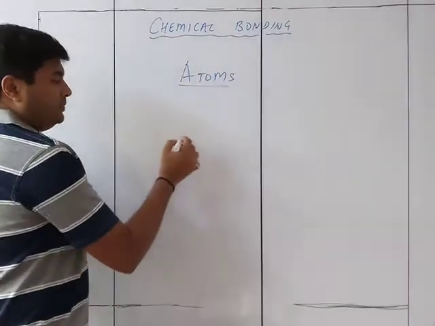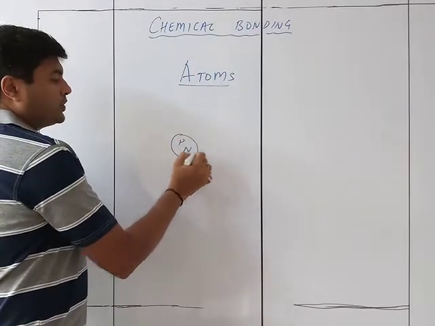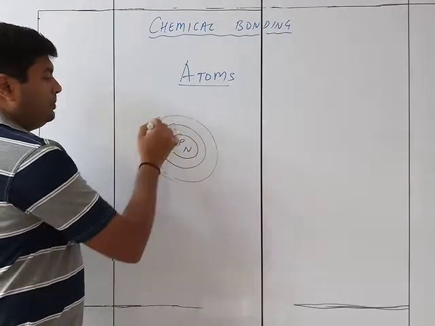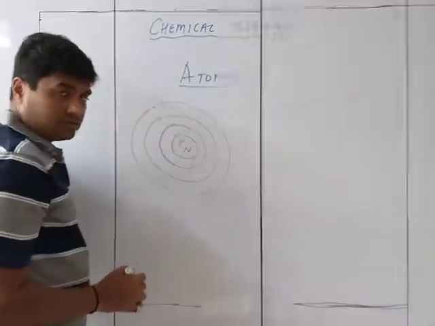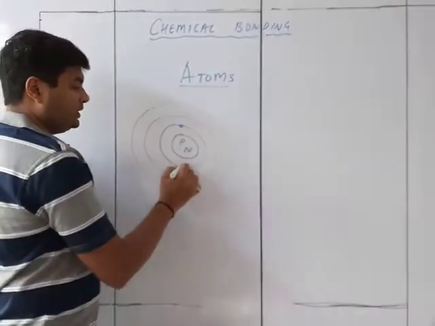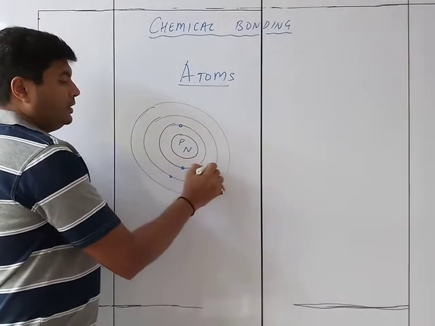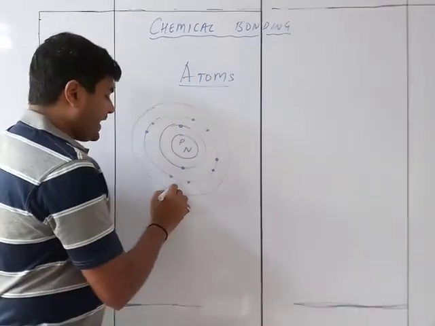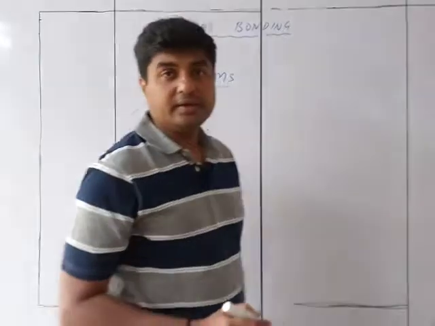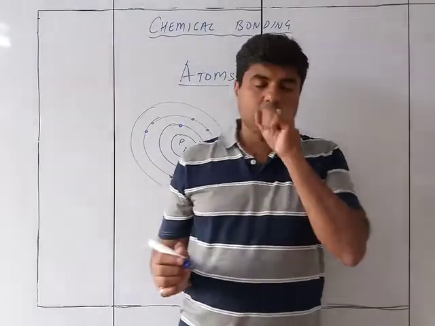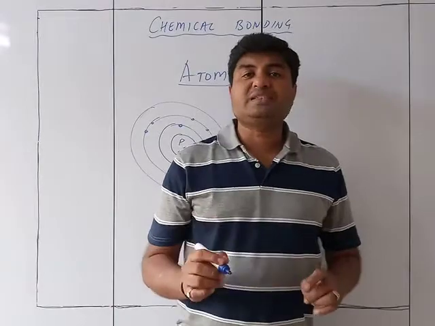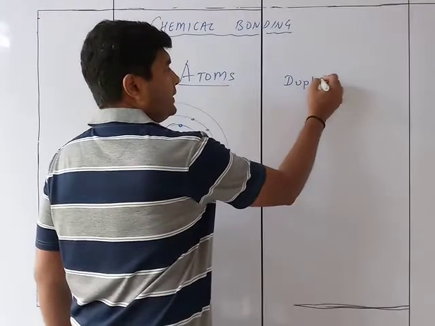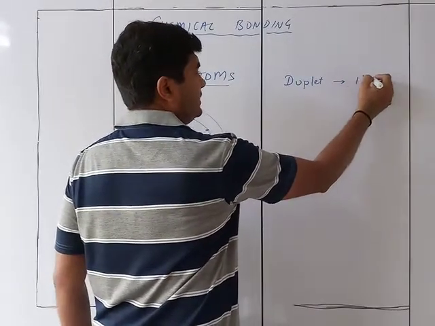And this particular atom has the protons and the neutrons at the nucleus, and then there are these orbits or shells in which there are electrons. So these are electrons over here. Now we can see that each and every atom needs to acquire a stable state, which is called completing its duplet in case of only the first shell.